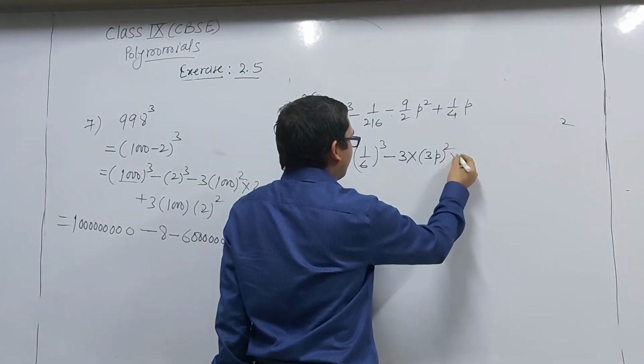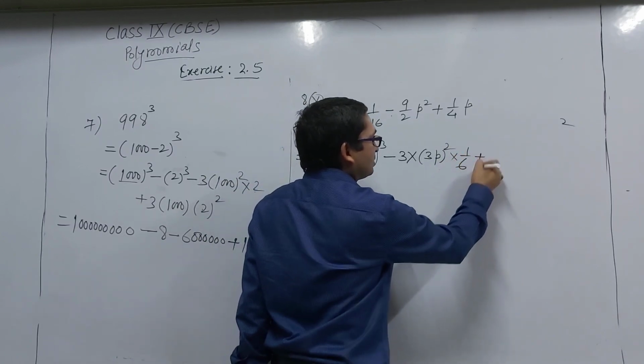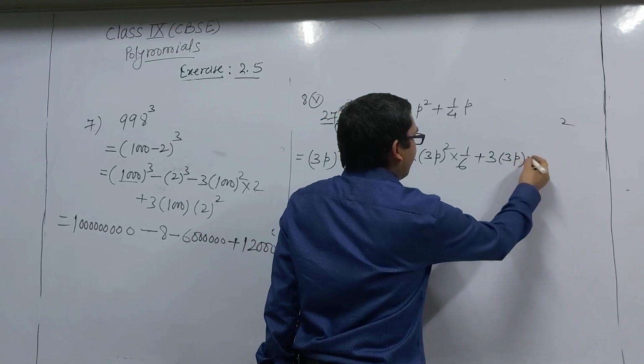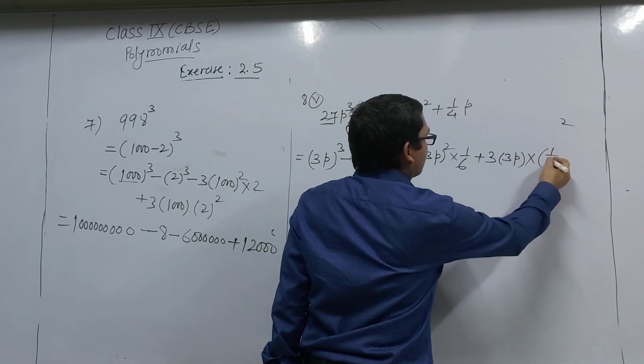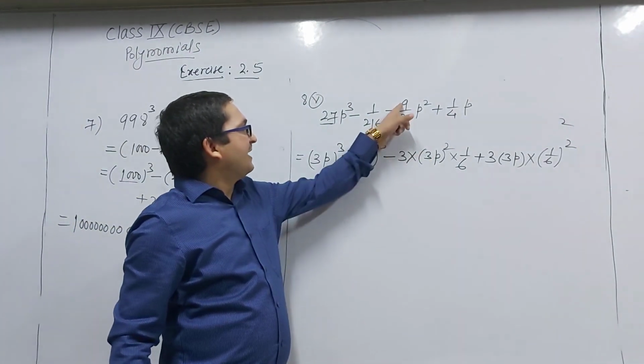Into b, what is the value? Value of b is 1 upon 6. So 1 upon 6 we will write, plus 3a means what? 3p. And b square means what? 1 upon 6 whole square. If you simplify this term, you will get 9 upon 2 b square only.